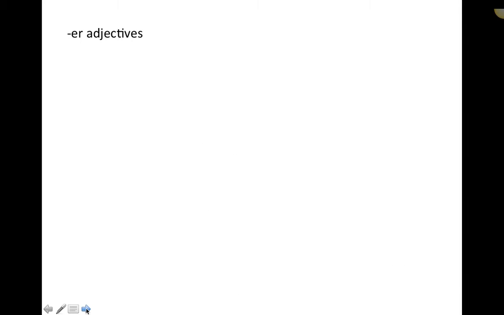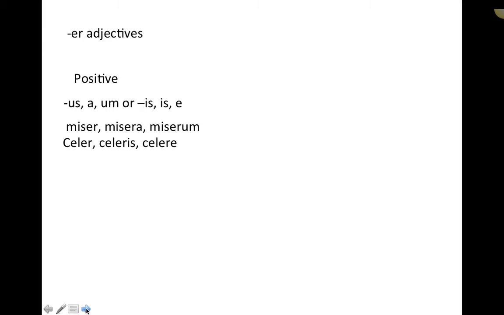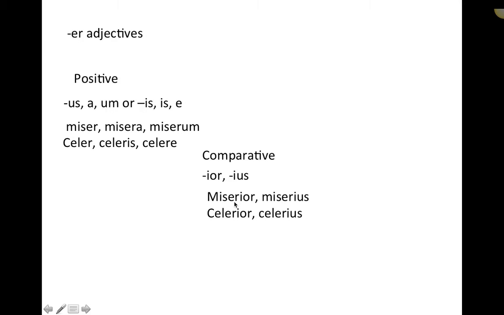So, -er adjectives, you've seen them in the positive. It's still -us, -a, -um, but these are words like miser, misera, miserum, and celer, celeris, celere. Remember to watch for the dropping of the E. Both of these keep the E just for simplicity on this PowerPoint. So, comparative, you're still adding -ior, -ius, except now you're attaching them to basically where the R is. So, miserior, miserius, celerior, celerius. So, nothing too awful.